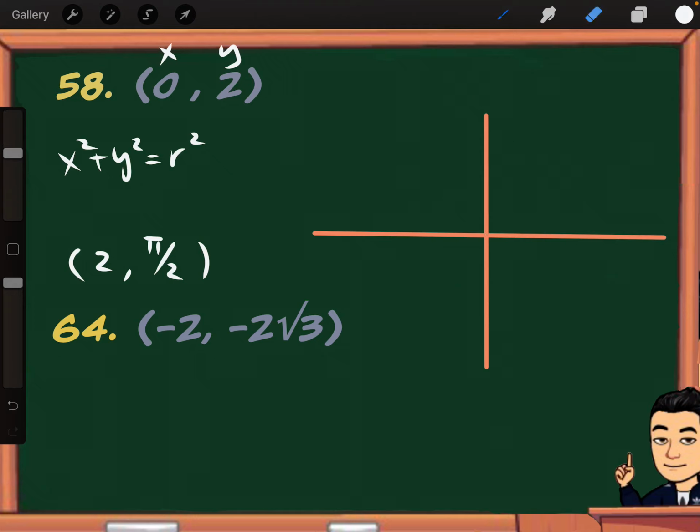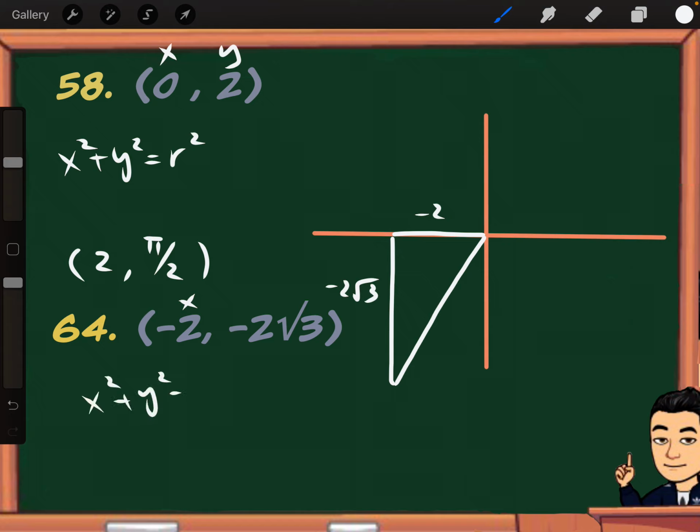For number 64, let me erase this. Okay, so you can go ahead and just draw the triangle out. Because it says x is negative 2, so this is negative 2. And then y is negative 2 rad 3. Okay, so x squared plus y squared equals r squared. This is basically the Pythagorean theorem, right? So your r is going to equal 4.